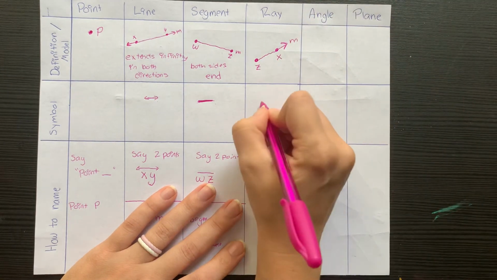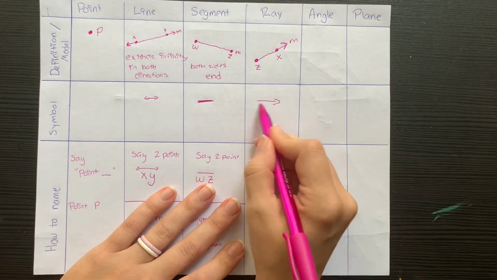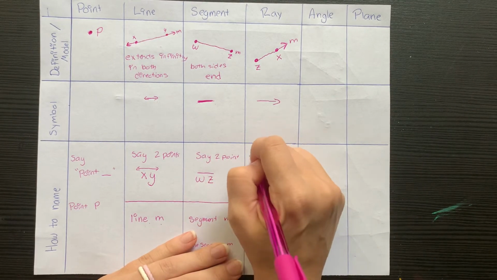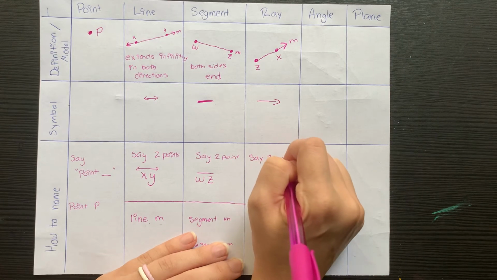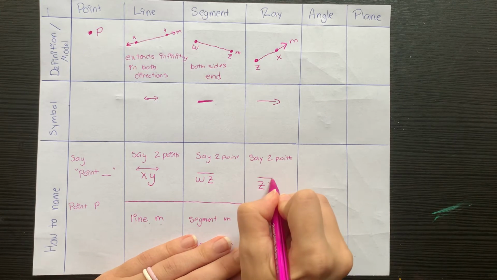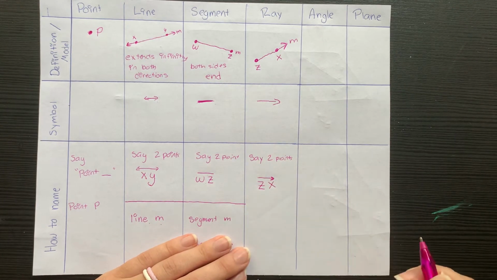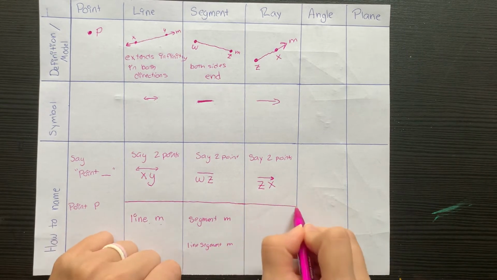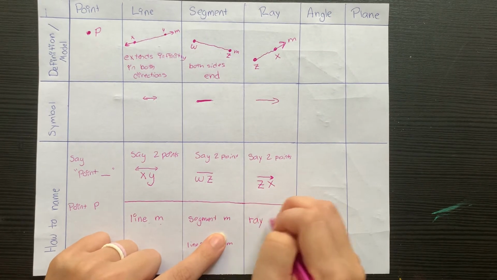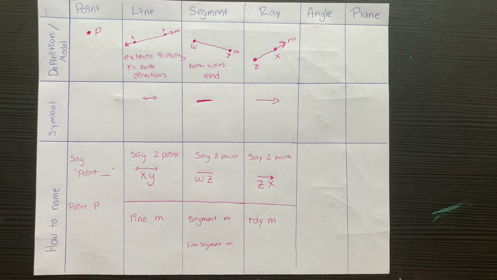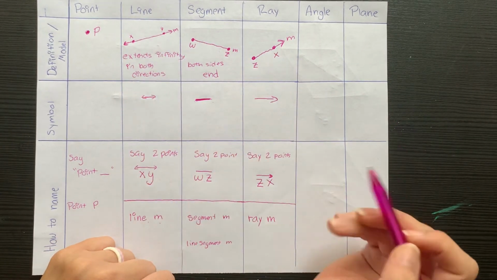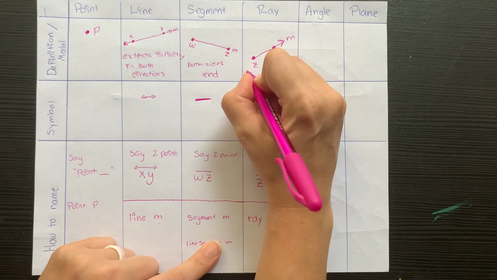That's the points. The symbol for this one is the line with just the one arrow. And again, we name it exactly the same way we did these. It's just that above the 2 points, you'll draw the line with one arrow. And when you say the letter by the arrow, you would say ray M. So lines, segments, and rays are all very similar. It's just about how many arrows there are.